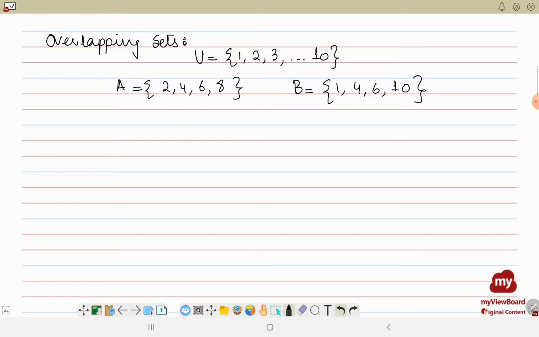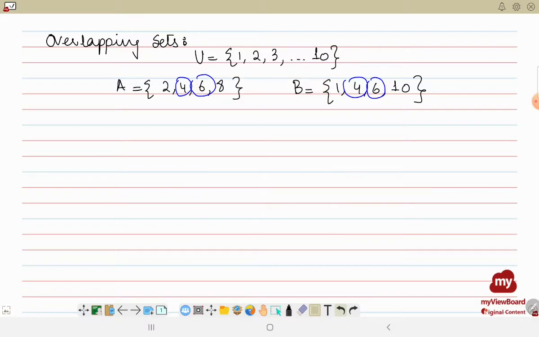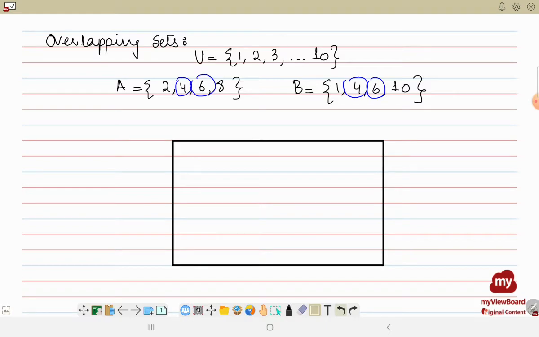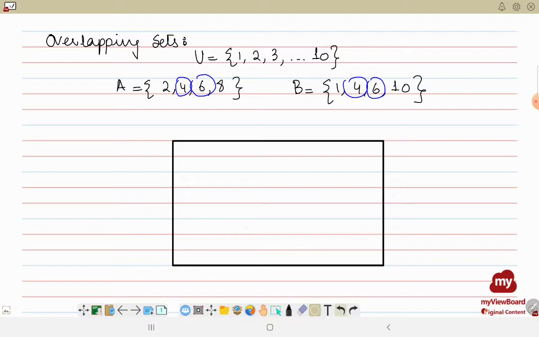So if you see the two sets, there is something common between them, that is two elements. 4 is present over here and also here, and 6 is also present over here and also here. So these two elements are common to the sets, so these types of sets are called overlapping sets. Now how are we going to make the diagram of the overlapping sets? We'll represent the universal set by the rectangle, and then we'll make two circles.